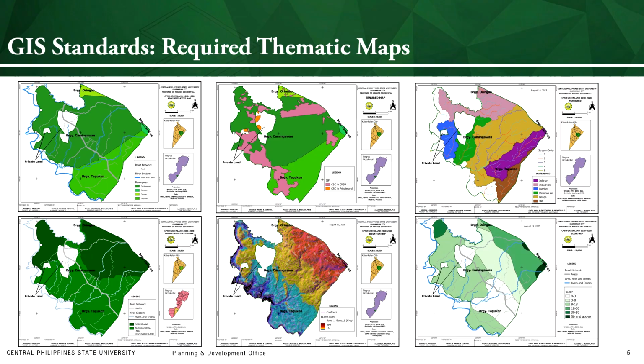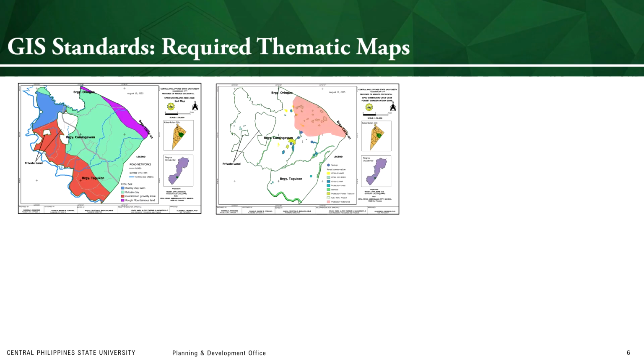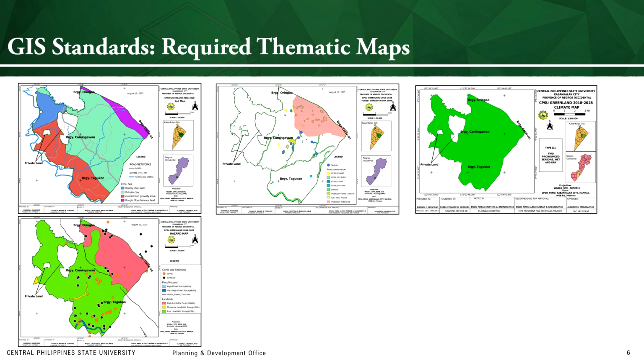Slope map, identifying areas prone to erosion or unstable for construction. Soil map, showing soil types relevant to land use decisions. Forest conservation zone map, identifying protected forest areas. Climate map, showing climate zones and rainfall patterns. Hazard map, showing flood, landslide, and other disaster risk zones.